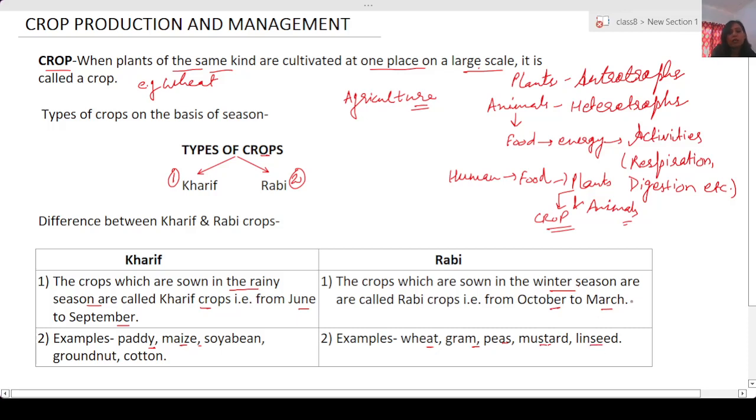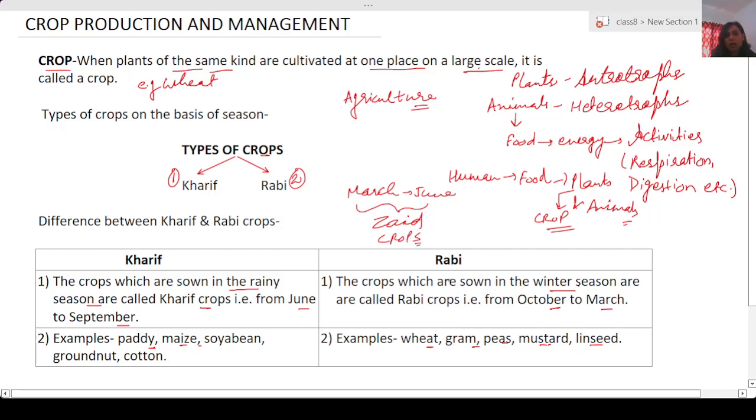Now if you see between the crops, after the kharif we grow the rabi crops. Now from March to June, between the months of March to June, we grow another kind of crop. Okay, they are called zaid crops.